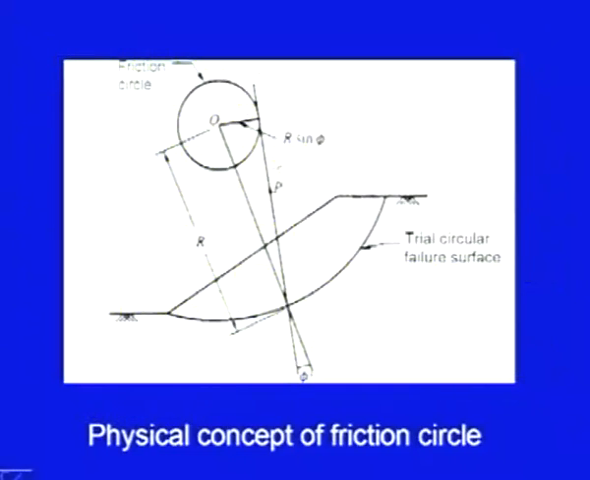Let me show this figure. Here it is the trial circle. We have taken the first trial, and this is the center of this circle. Now, here the frictional force will be acting in this direction, the reaction will be acting in this direction, and the resultant of these two will be inclined at an angle phi. This is a very well known fact.